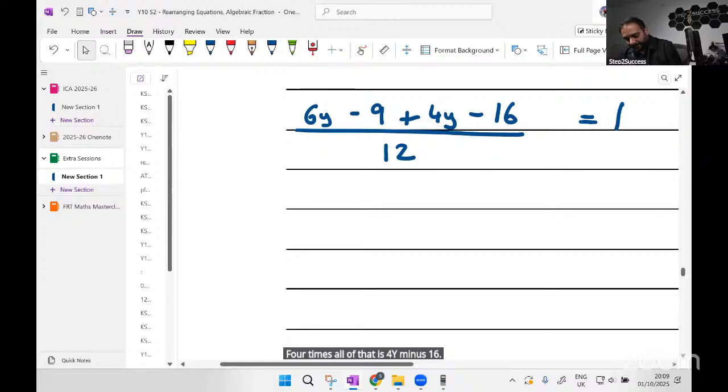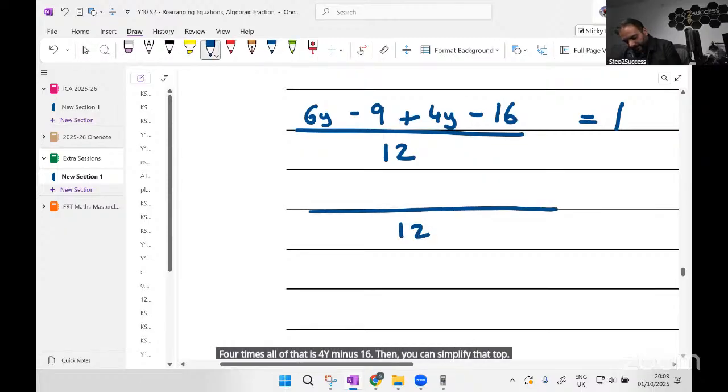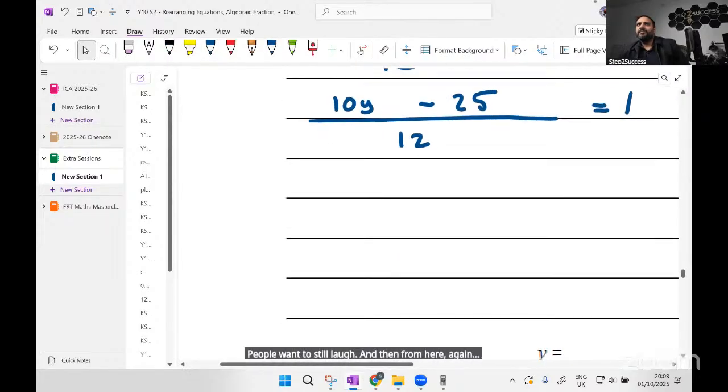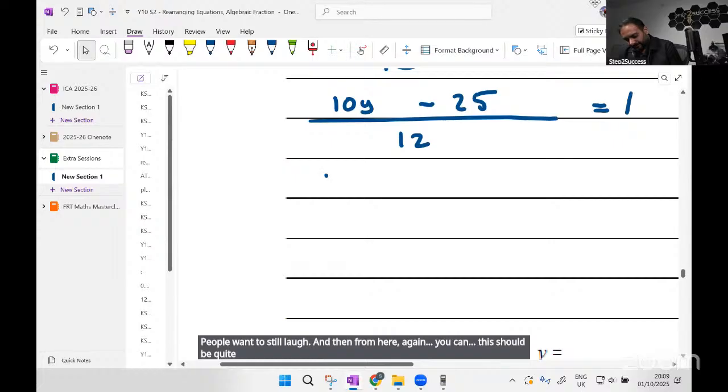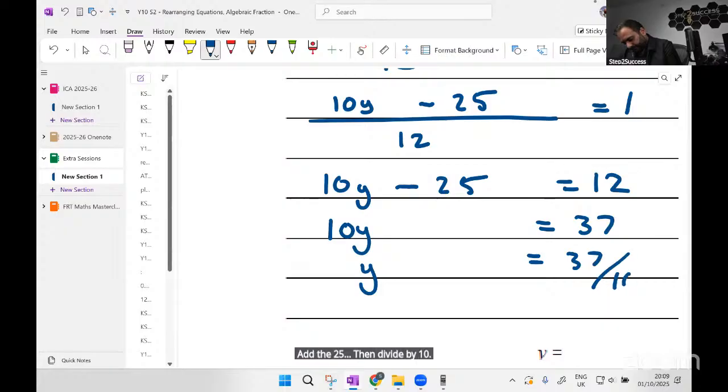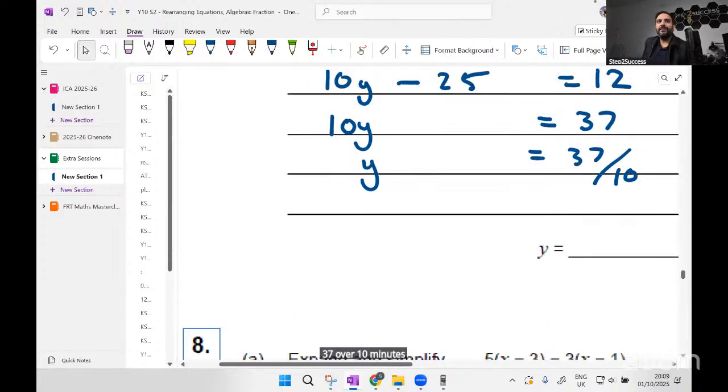Then you can simplify that top. 6y add 4y is 10y, minus 9 minus 16 is minus 25, equals 1 is still there. And then from here again, this should be quite easy, times the 12, add the 25, and divide by 10. 37 over 10 is fine, or 3.7 if you wish.